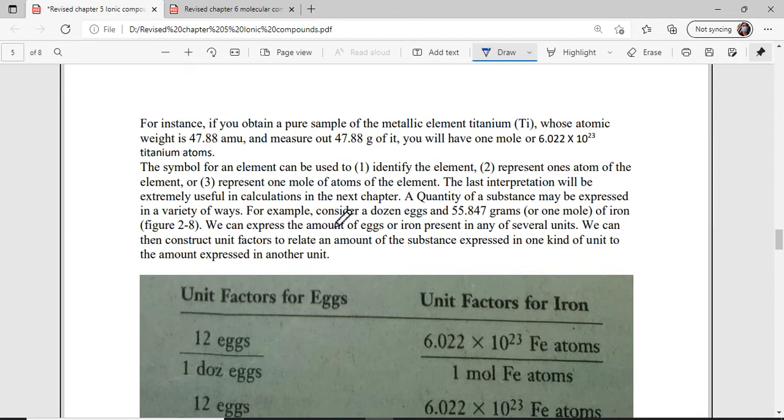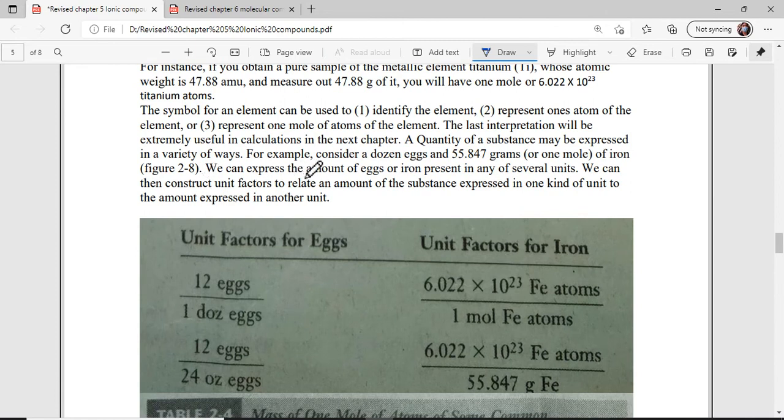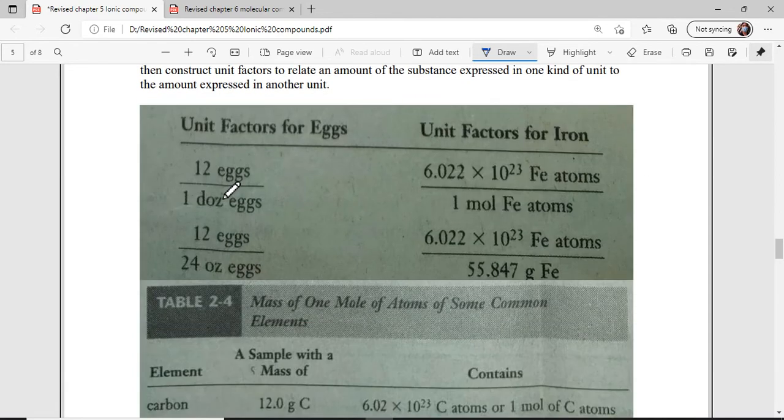A quantity of a substance may be expressed in various ways. For example, considering a dozen of eggs and also 55.47 grams or 1 mole of iron. We have here an example with iron. We can express the amount of eggs or iron represented in several units. We can also reconstruct the unit factor to relate the amount of the substance expressed in one kind of unit to the amount expressed in another unit.